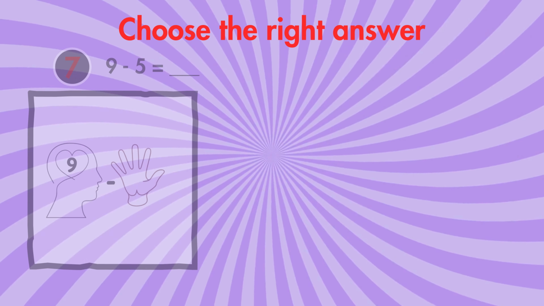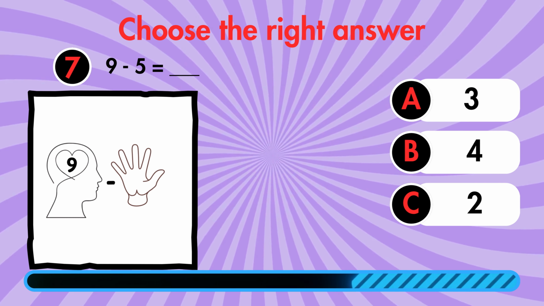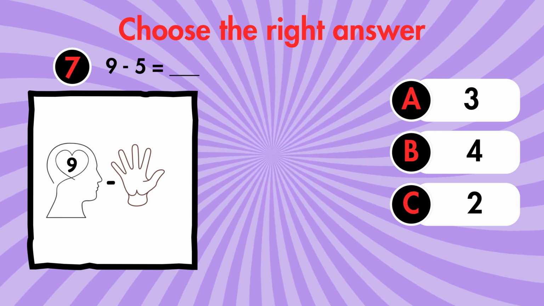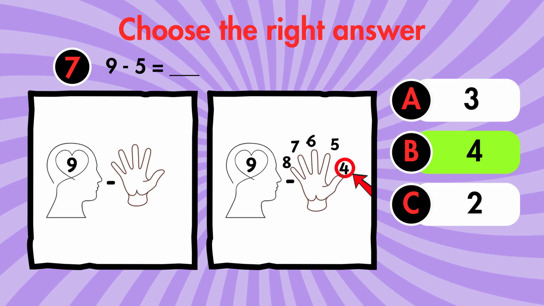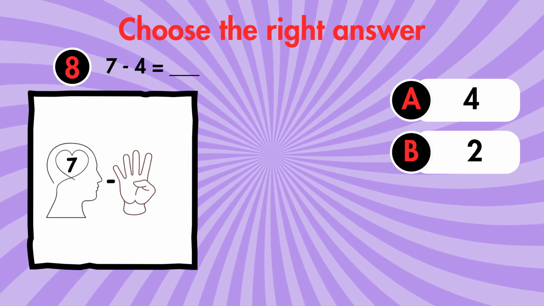Start with 9, take away 5. Find how many are left. Start with 7, count back 4. What's the difference?